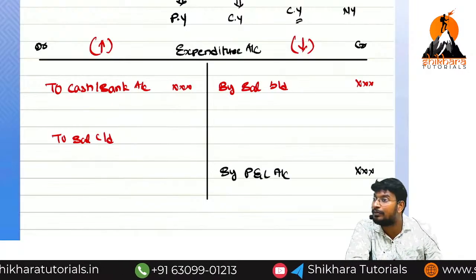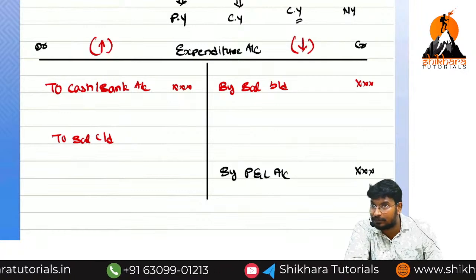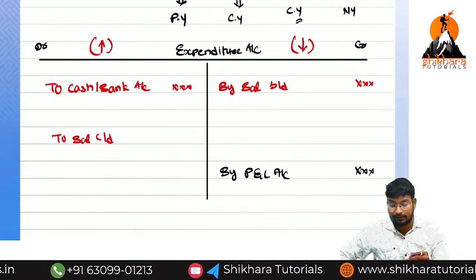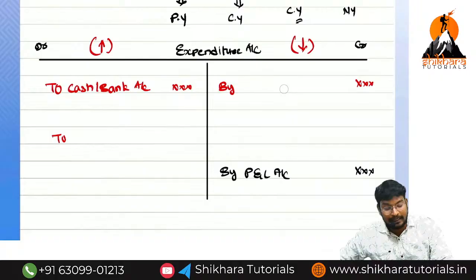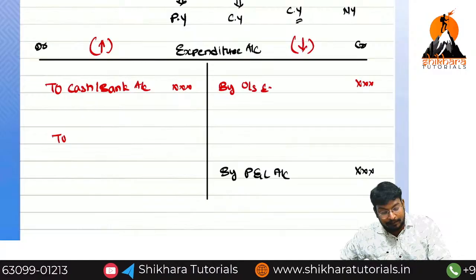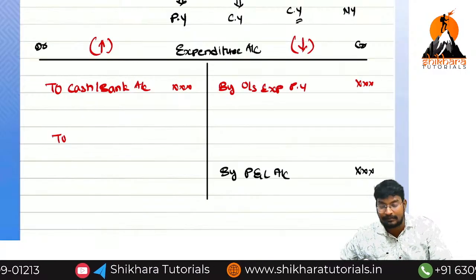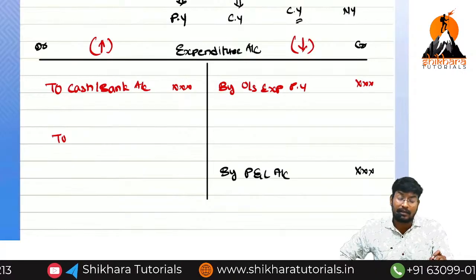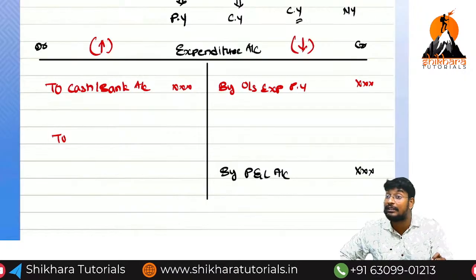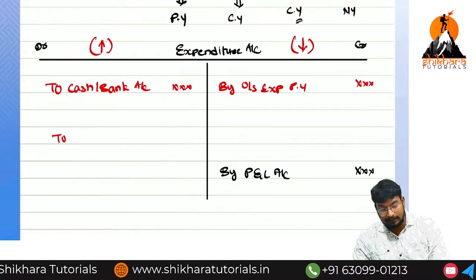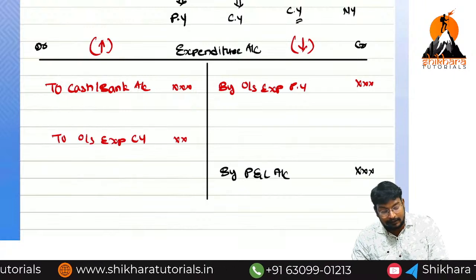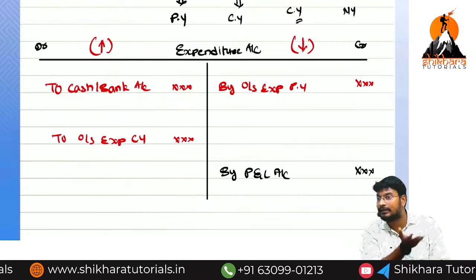If I write like this, you may get confused. Are you getting the point or not? For that reason, I am not writing balance brought down and balance carried on. Instead of that, we write outstanding expenses related to previous year. Outstanding expenses related to current year, we should consider, because they are related to the current year. That means we write outstanding expenses related to current year. Consider means increase, not consider means decrease.